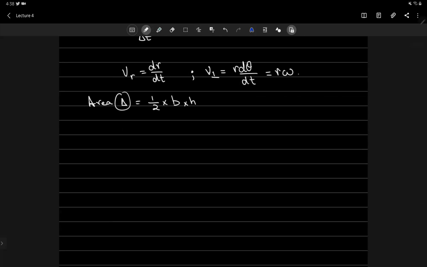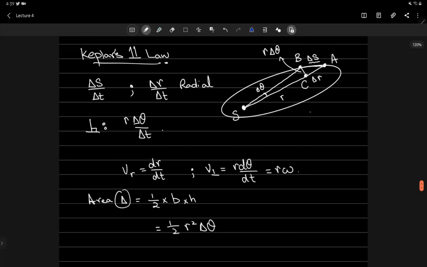the area which is swept out in some delta t would be equal to 1 by 2 r square times delta theta. Again, we used the aid of this diagram to find the base and the height for this thin triangle BSC.